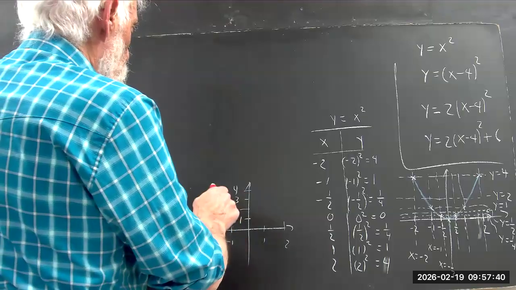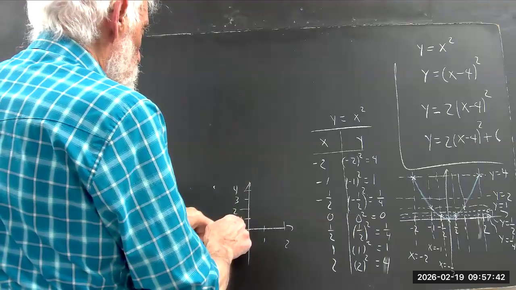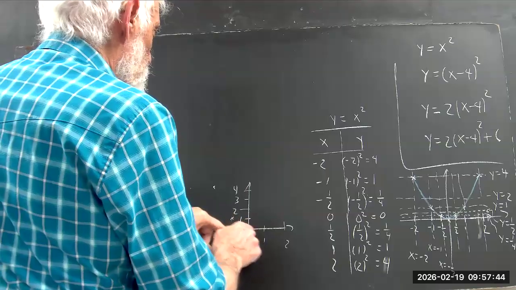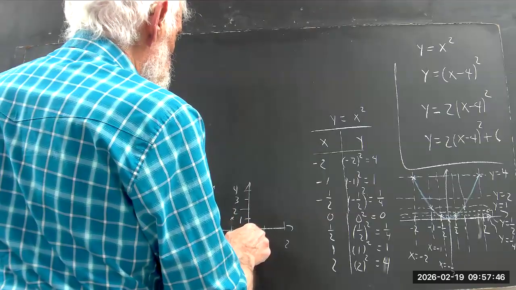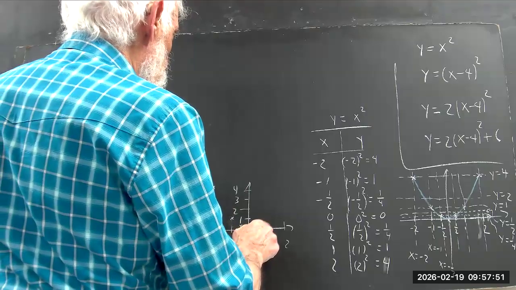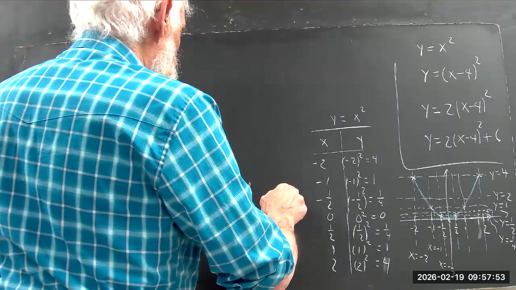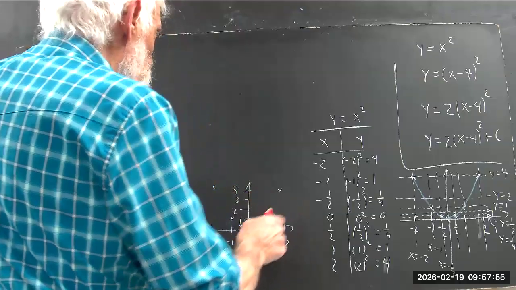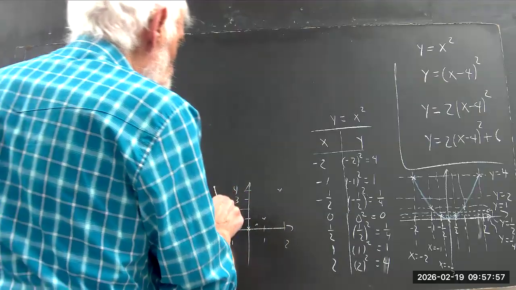And the point -2, 4 is here. The point 1, 1 is here. The point 0, 0 is here. The point -1/2, 1/4 is like here. And, you know, your graph might end up something like this. Some dotted projection lines wouldn't hurt.